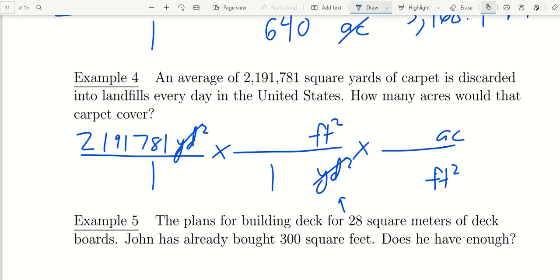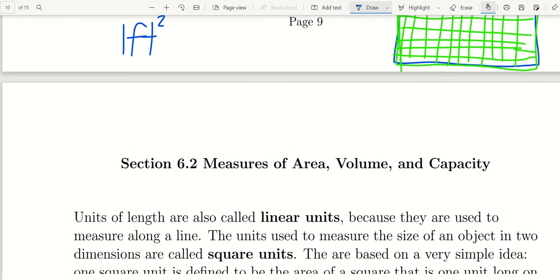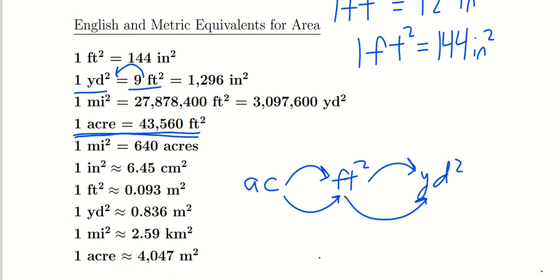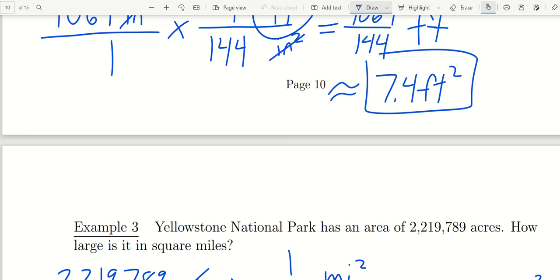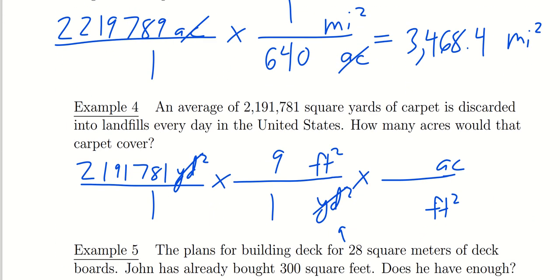This one, some of you might know, but 1 square yard is 9 square feet. This gets rid of the yard squared. We'd have feet squared right now. And now we're going to put in our bridge for feet squared. So it's actually, we started with yard squared. We're going to go to feet squared first. And then we need to go to acres. 1 acre is, again, 43,560 square feet. These cancel, and this will give us the answer in acres.